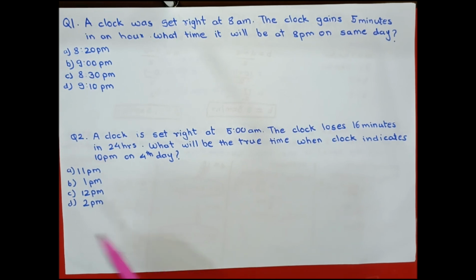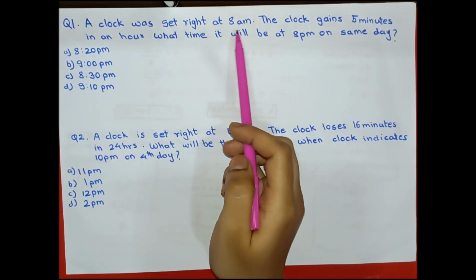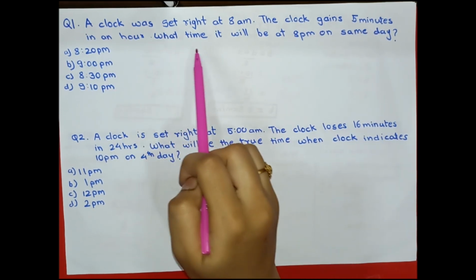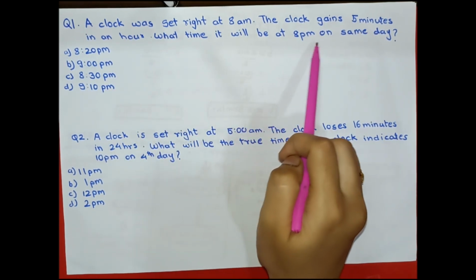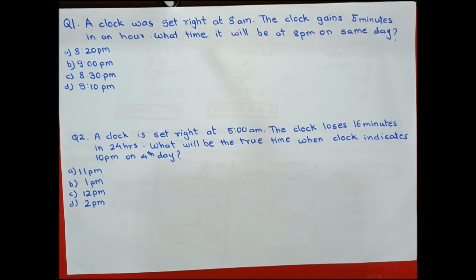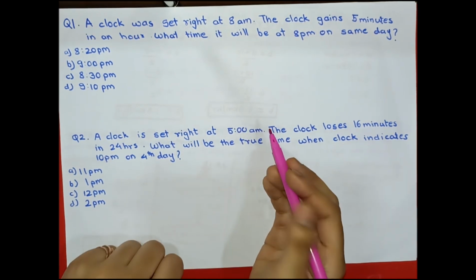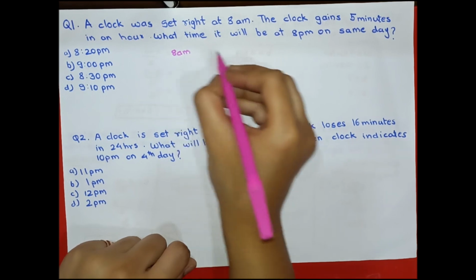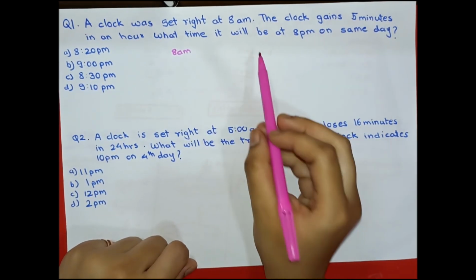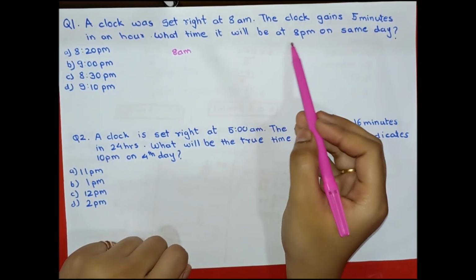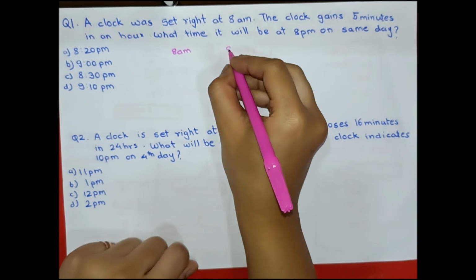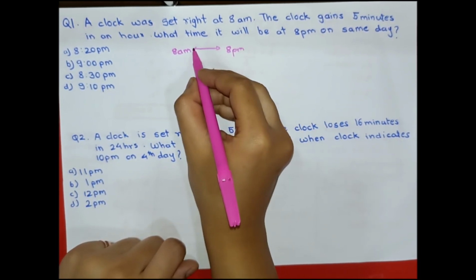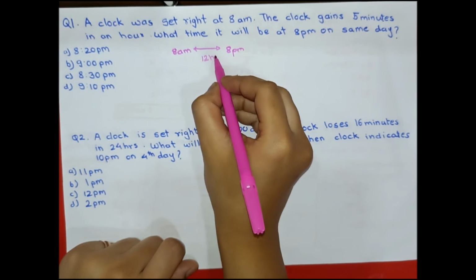The question states that a clock was set right at 8 a.m. The clock gains 5 minutes in an hour. What time will it show at 8 p.m. on the same day? Now let's try to find out the total hours. The clock starts at 8 a.m. and we have to find the time when the clock reaches 8 p.m. So this total has 12 hours of gap.